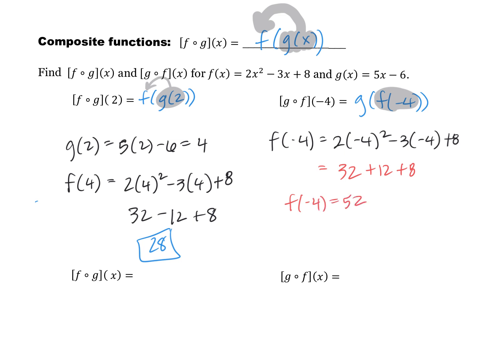Whoa. What do I need to do with that now? Look what I got to do. f of negative 4 goes into g. f of negative 4 goes into g. So I need g of 52.